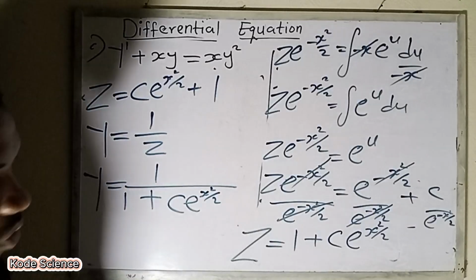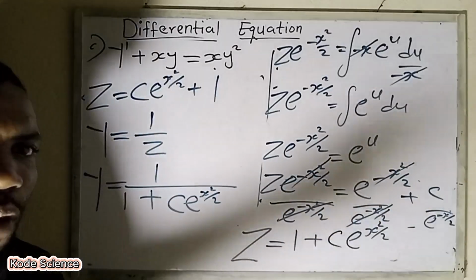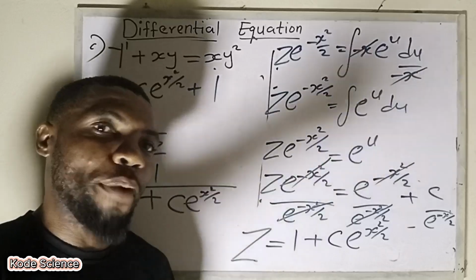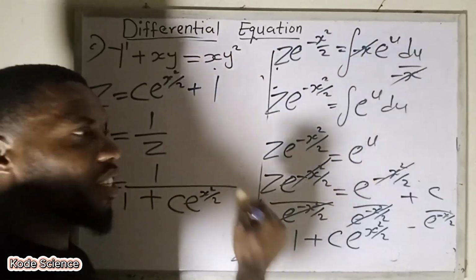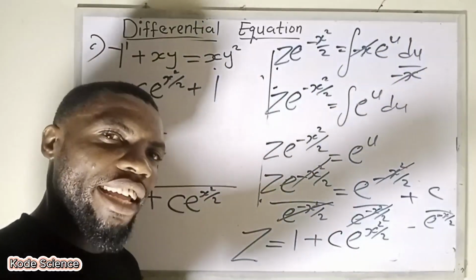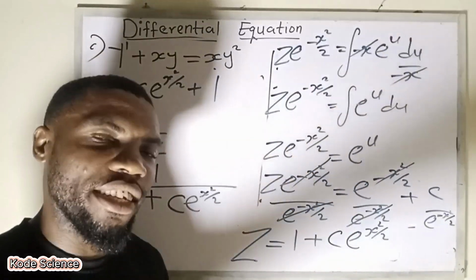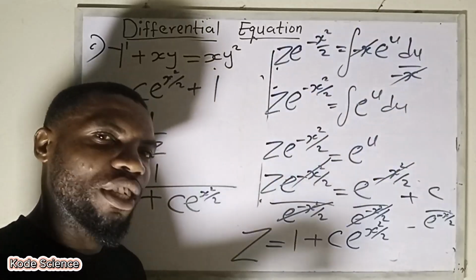Now guys, this is our final answer. Please try to solve the b part, which says that y prime plus y is equal to sine x, and drop the answer in the comment section.